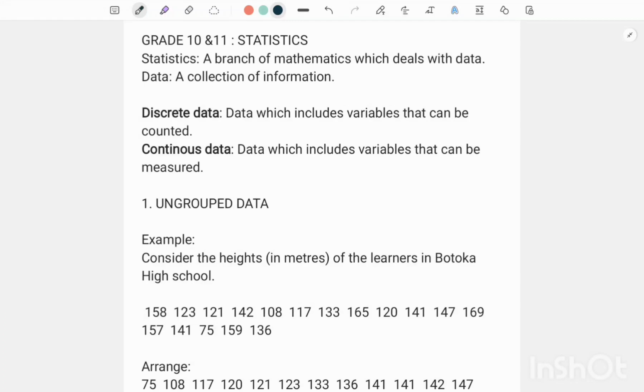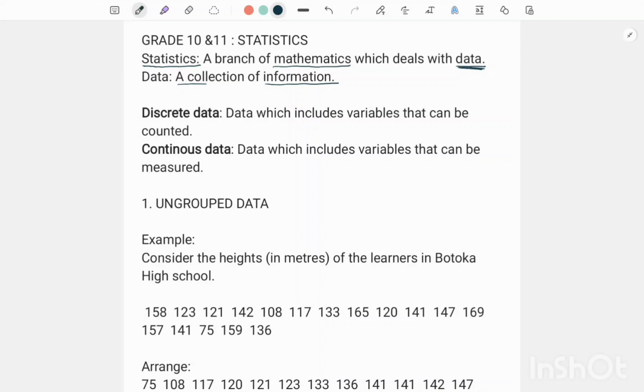We'll be looking at statistics. Before we start with the examples and so forth, you have to know what is statistics. Statistics is defined as a branch of mathematics which deals with data. We are dealing with data. Now, the question is, what is data? Data is a collection of information. It is when we collect information, when we do research about a specific phenomena.